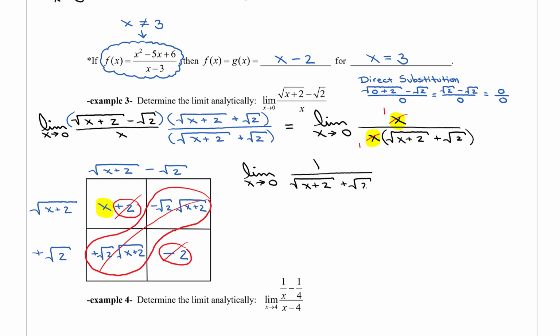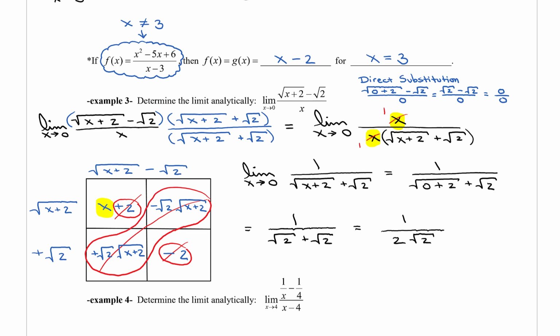So now I'm going to do direct substitution. This is going to be equal to 1 over the square root of 0 plus 2 plus the square root of 2. This is equal to 1 over the square root of 2 plus the square root of 2, and that's going to be equal to 1 over 2 square roots of 2. And I'm going to box that in. That's going to be my final answer for that one.